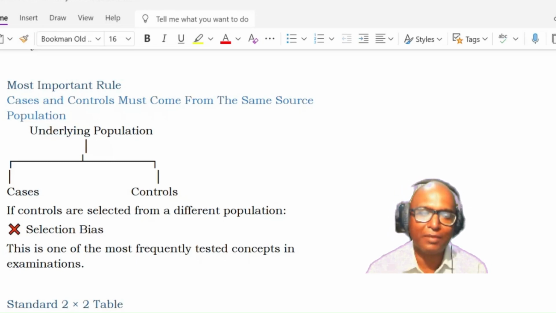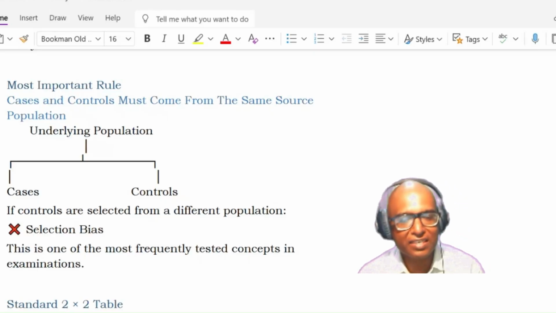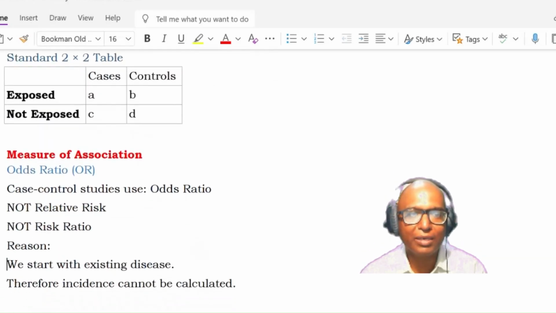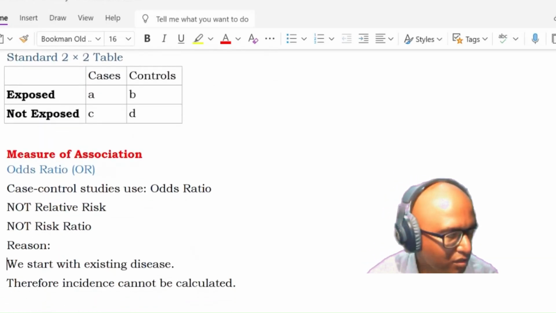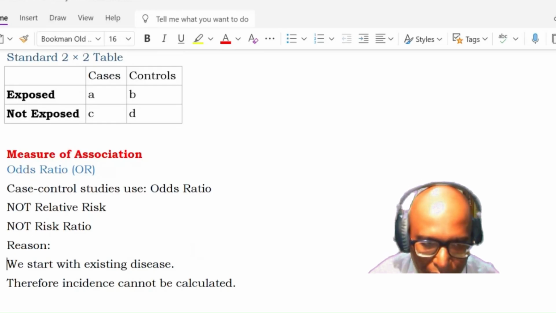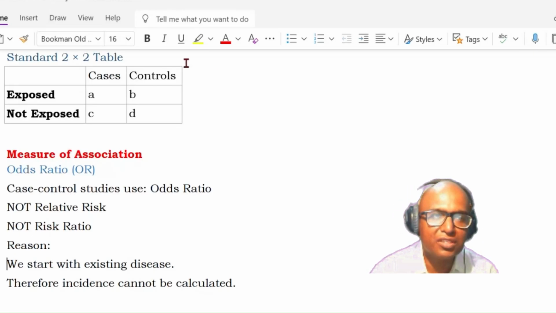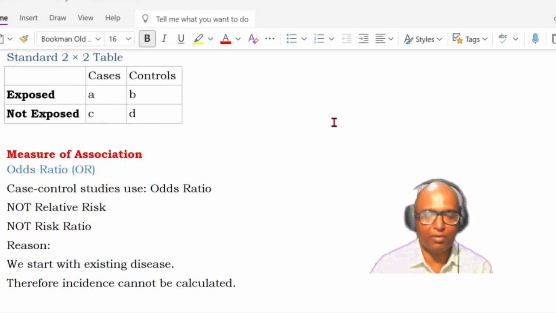Okay, so this also can be asked as a SBA. This is one of the most frequently tested concepts in the examination. You will have a 2 by 2 table, as we always find in epidemiology, with patients who are the cases and who are the controls. We look at how many are exposed and how many are not exposed to the risk factor that we are going to see.